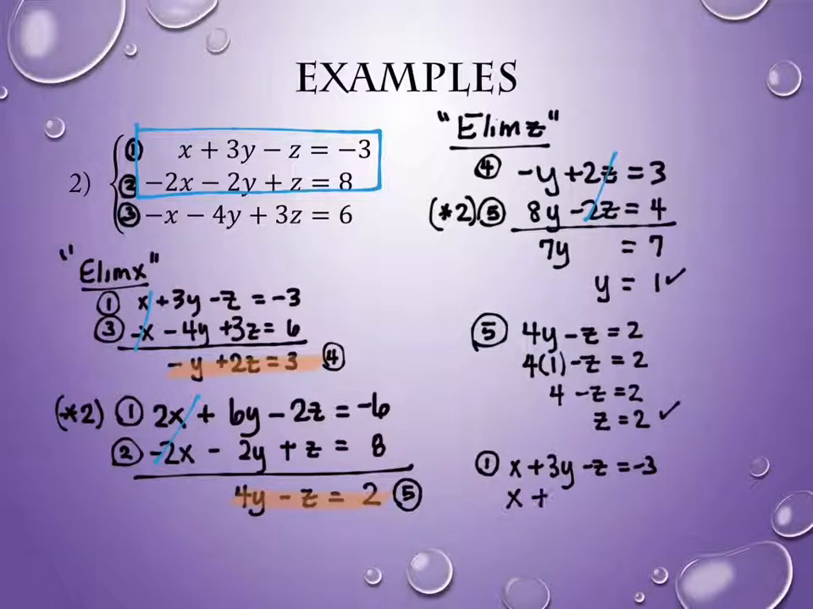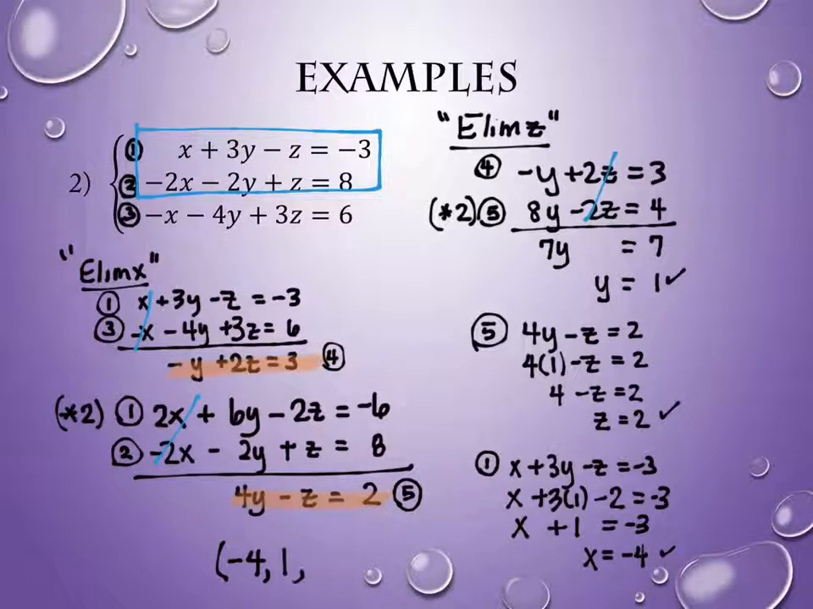X is what I don't know. Y is 1 and z is 2. So I have x, this is positive 3 and negative 2, so it's positive 1 equals negative 3. And if I subtract that 1, what will I get? Negative 4. I now have 3 equations, 3 variables solved for, x, y, and z. And how do I write my answer? Yeah, as an ordered triple. So I do x first, that was negative 4. Y second, that was 1. And z last, that was 2.